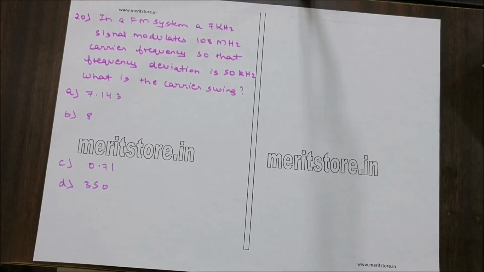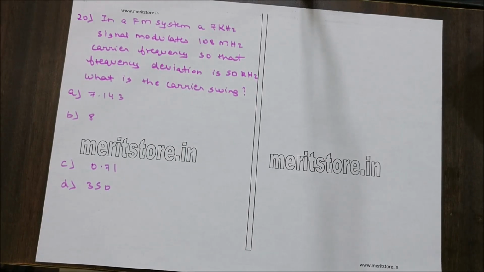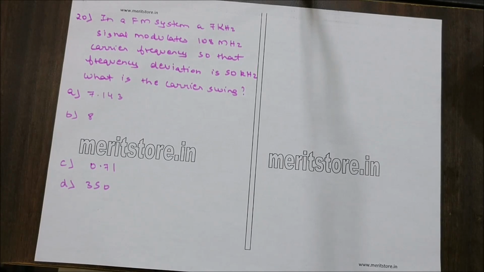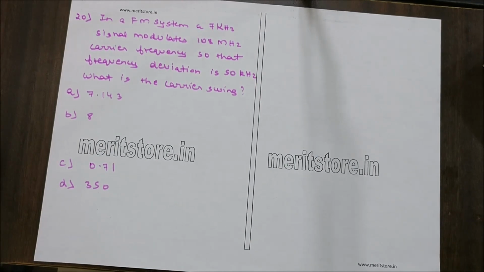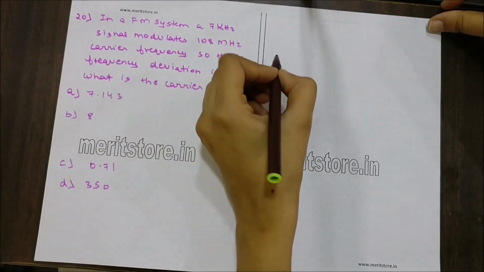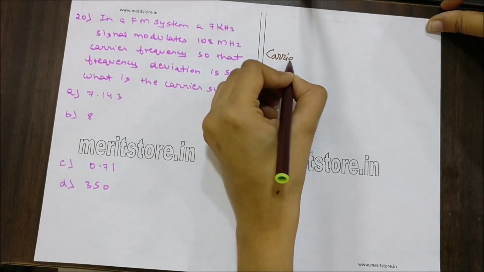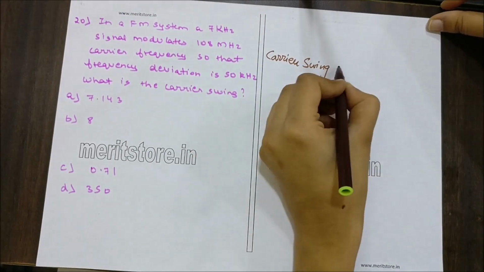Question 20. In the FM system, a 7 kHz signal modulates a 110 MHz carrier frequency. If the frequency deviation is 50 kHz, what is the carrier swing? A. 7.143, B. 8, C. 0.71, D. 350. Over here we have to calculate the carrier swing. We should know the formula of carrier swing.